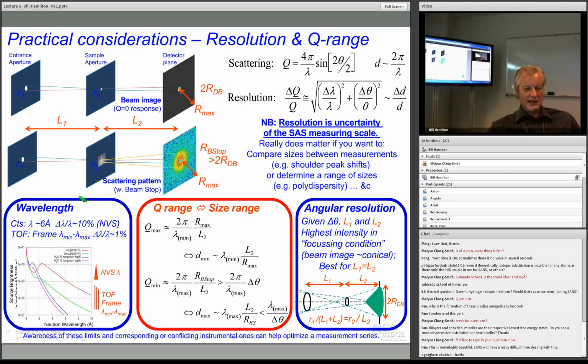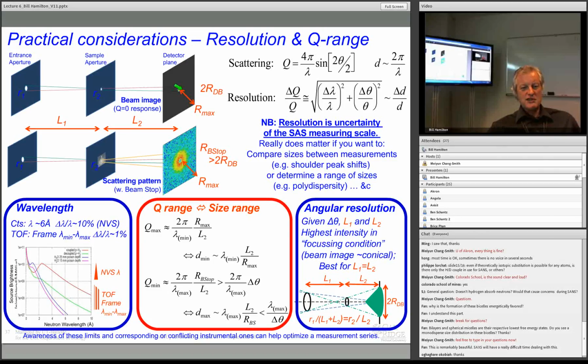And basically, how do these things factor in? The choice of wavelength basically gives you, from the size of your detector and the maximum angle you can see, a maximum Q, and through the minimum wavelength you're looking at, it gives you a minimum length that you're sensitive to at a particular scan.